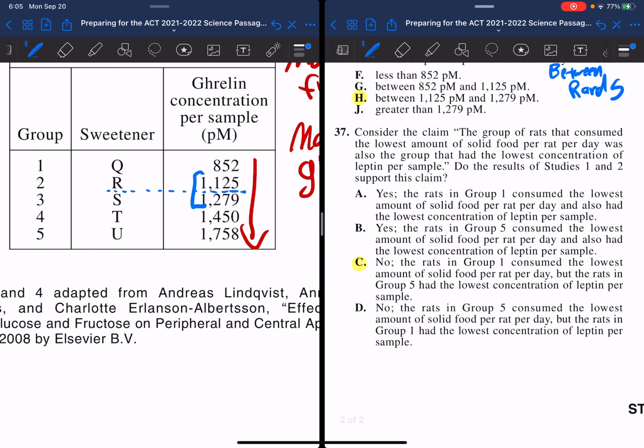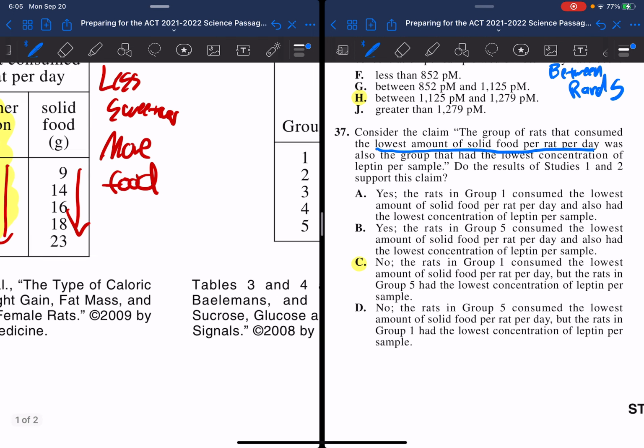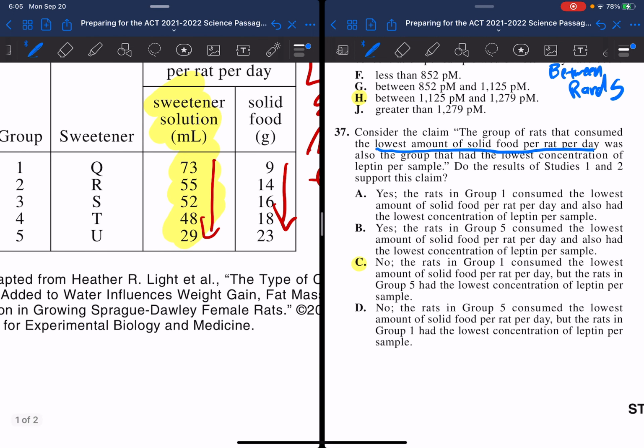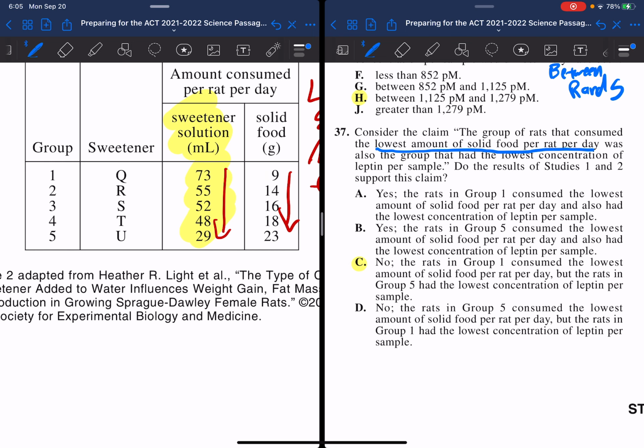37. Here we have this claim. The group of rats that consumed the lowest amount of solid food per day was also the group that had the lowest concentration of leptin. All right, so we can look at this. Lowest amount of solid food per day. Let's investigate that. That we can look at from study number 1. Which rat group had the lowest amount? That would be group number 1. They had the Q sweetener.